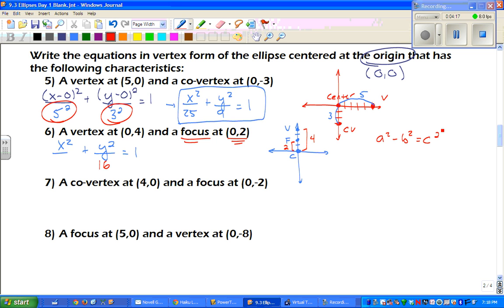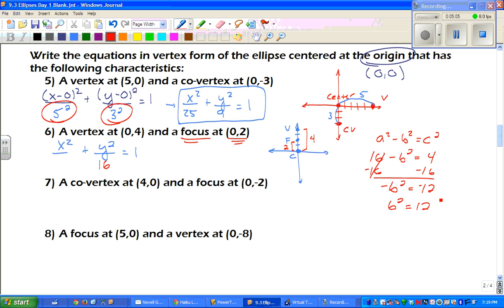The question now becomes, is this 16 my a value or my b value? Which one do I substitute it in for? Because it's a vertical ellipse, our foci and our vertices are vertical, that makes this our a value. So this becomes 16 minus b squared equals c squared. The c value is the distance from the center to the focus, which is 2. So I square that number and I get 4. Now it becomes a simple solving process. I subtract 16 from both sides, so the 16s are gone. I get negative b squared equals negative 12. Then when I divide both sides by negative 1, I get b squared equals 12.